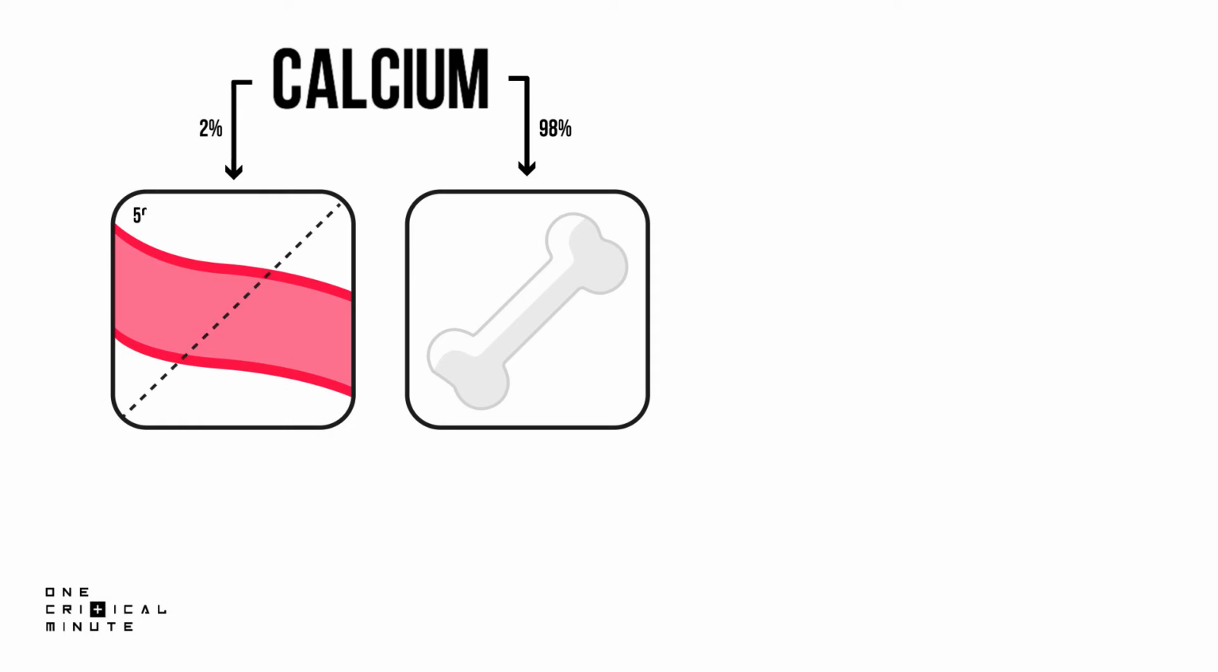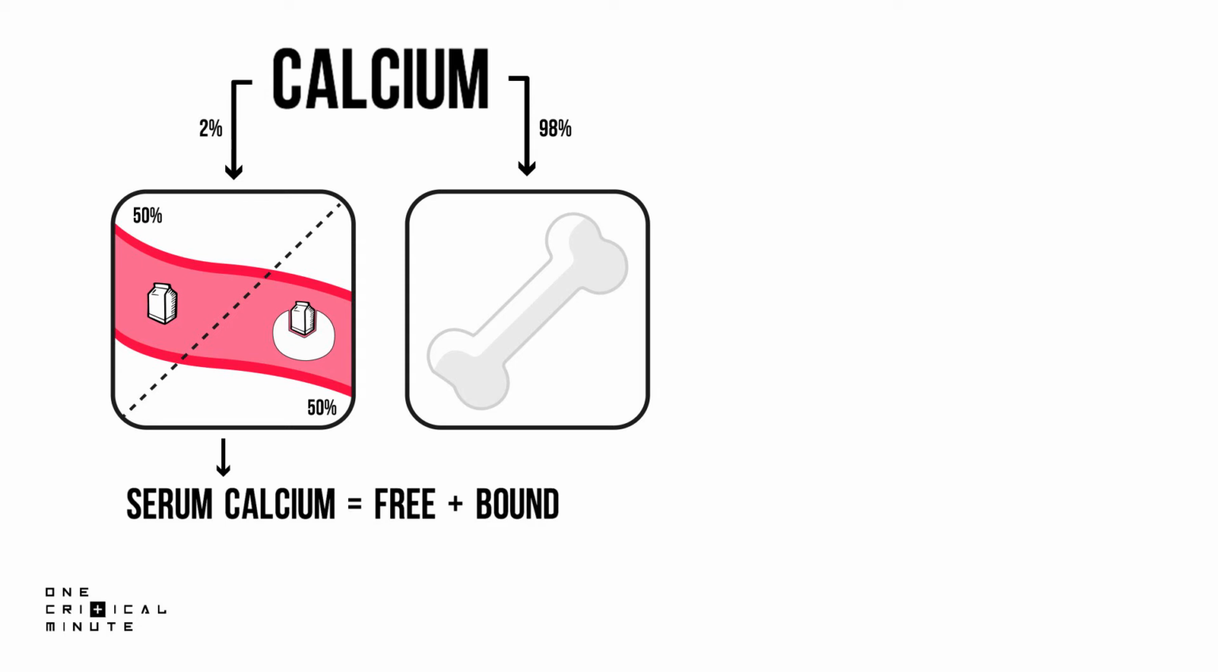Now half of this is in its ionized, i.e. free form, and half of it is bound to other molecules, mostly albumin. This is important to remember because when you order serum calcium, you'll get total serum calcium, meaning both free and bound calcium. However, only changes in free serum calcium could cause complications. So whenever we talk about calcium, we need to know serum albumin and correct for it, or we need to know the ionized serum levels.